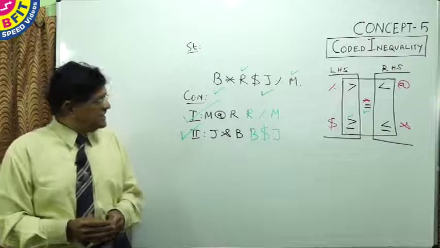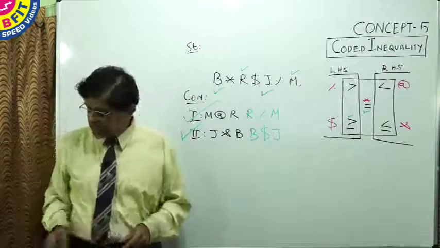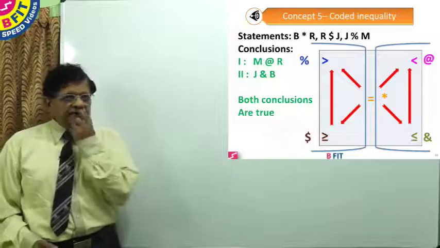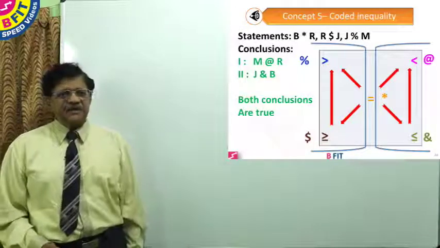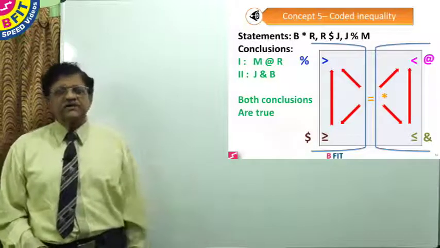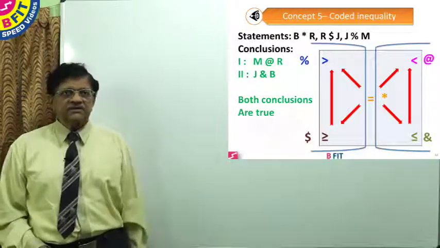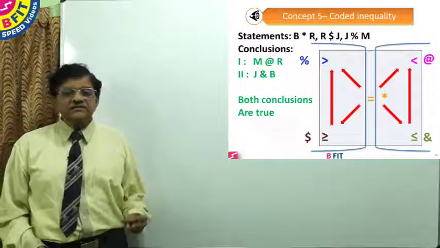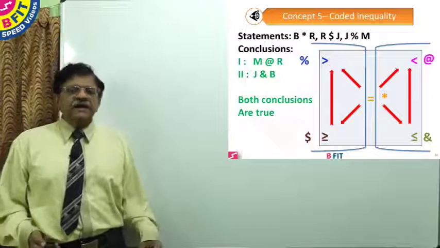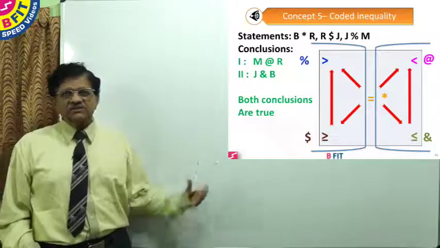Let us see the answer for this. So for this given statement, both conclusions, M at the rate of R and J ampersand B, are true. We have arrived at this conclusion using the simple tool of the magic box. Now let us look at some actual questions and try to solve them using the concept of the magic box.